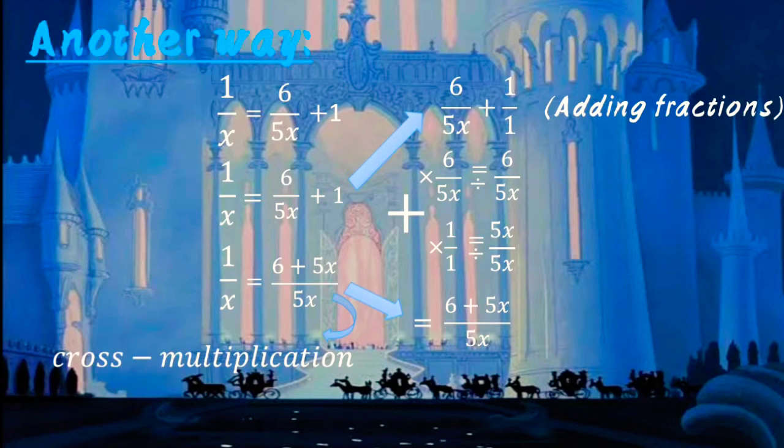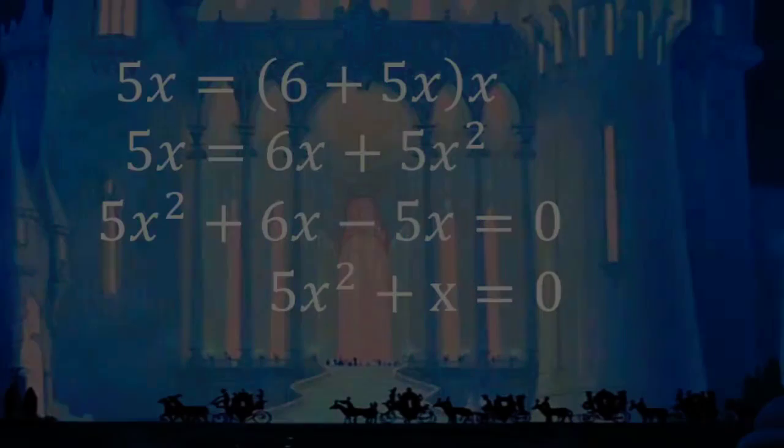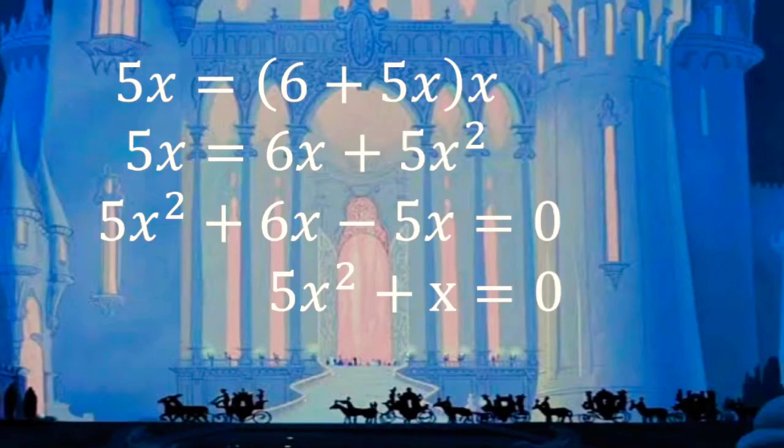Since you cannot add terms with different variables, the sum would be 6 plus 5x over 5x. Then apply cross multiplication in the equation 1 over x equals 6 plus 5x over 5x. The result would be 5x equals the quantity of 6 plus 5x times x. To solve this, just copy 5x and the equal sign, apply the distributive property, so positive 6 times positive x is 6x, and positive 5x times positive x is positive 5x squared, resulting in a quadratic equation.